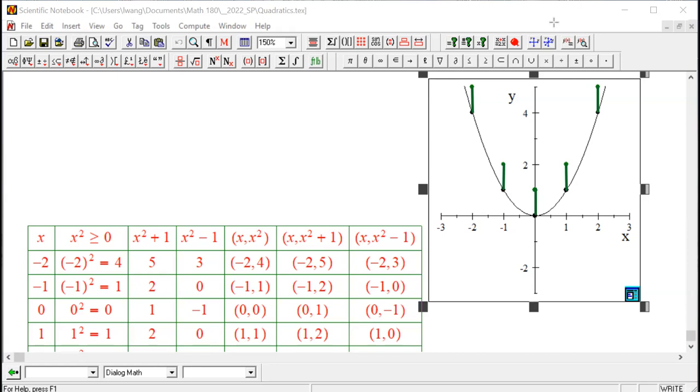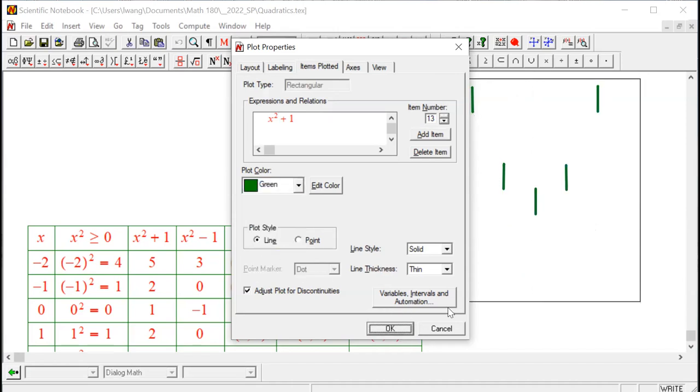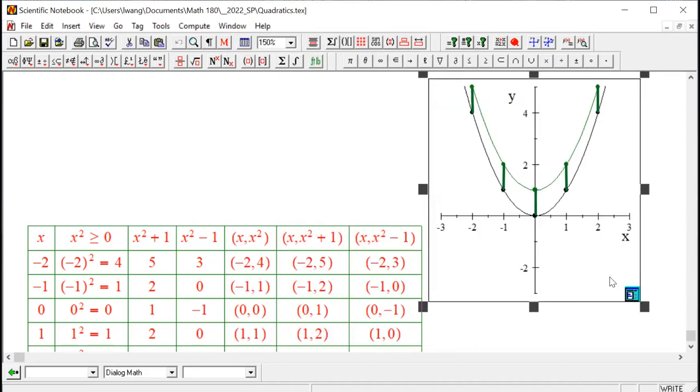Okay, so if we connect the green dots, here we go. That's shifted up. So now you guessed it. x squared minus 1 is going to be shifting down by 1 unit.